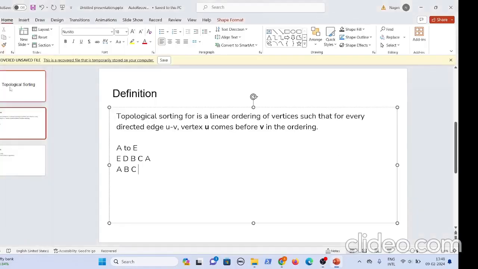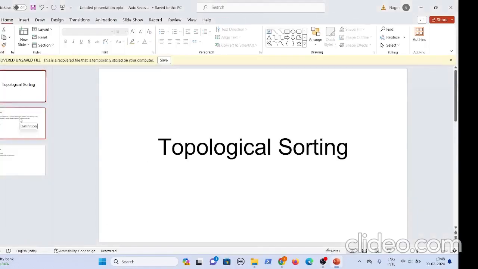Hi all, in this video we'll talk about topological sorting. First we'll see the definition of topological sorting and then we'll see the different ways of achieving it.